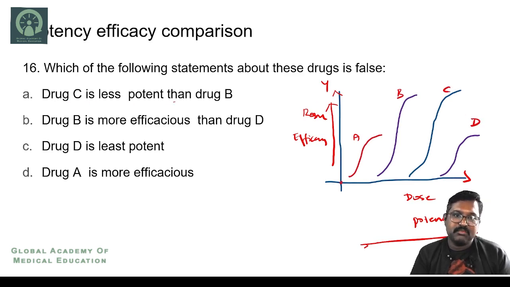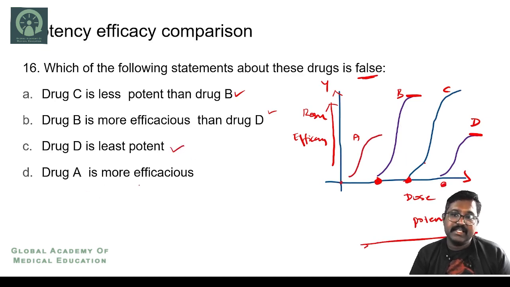Drug C is less potent than drug B. Yes, this is the correct statement. They are asking for the false one. Drug B is more efficacious than drug D. Yes, the height is more for drug B compared to drug D. Drug D is the least potent. Yes, it is the least potent one.